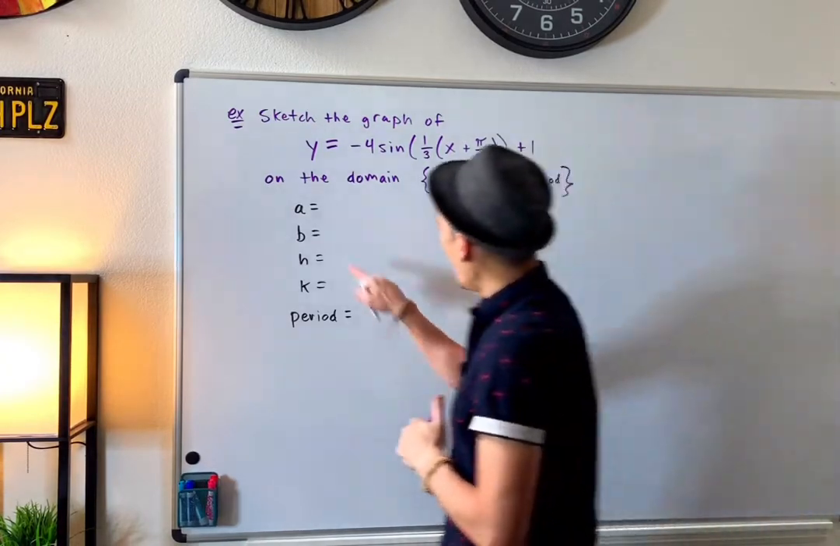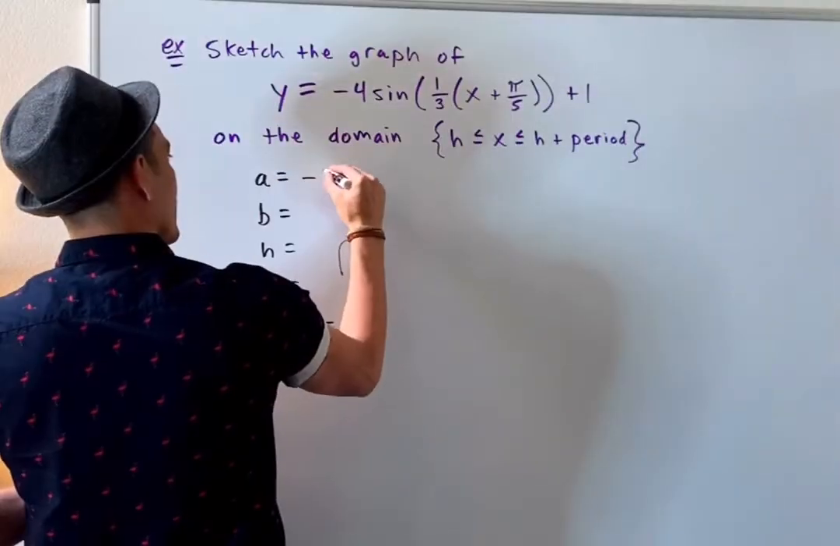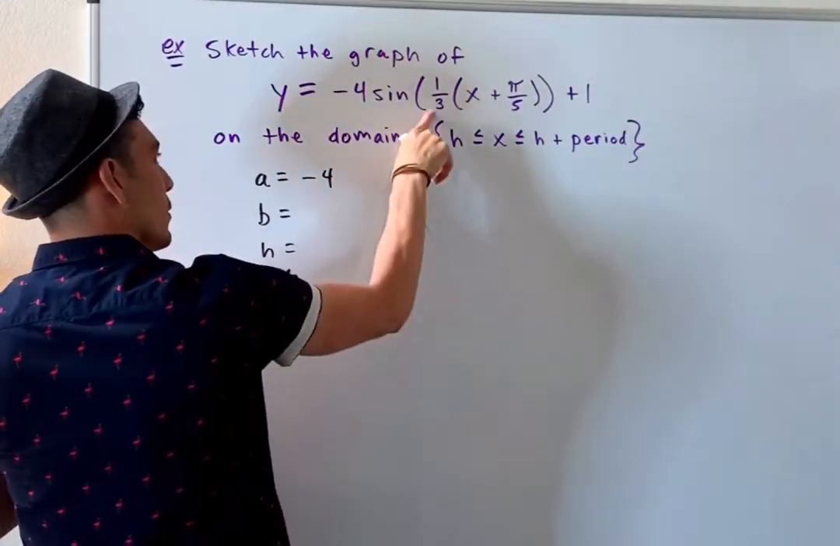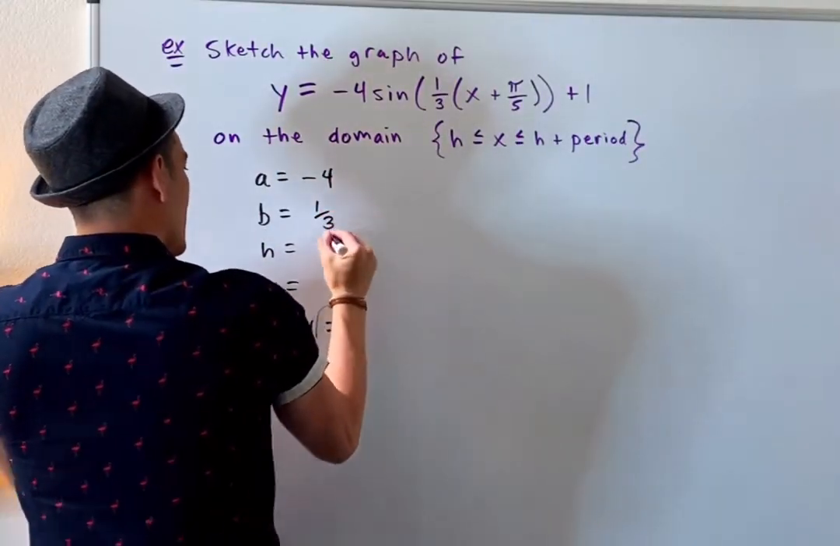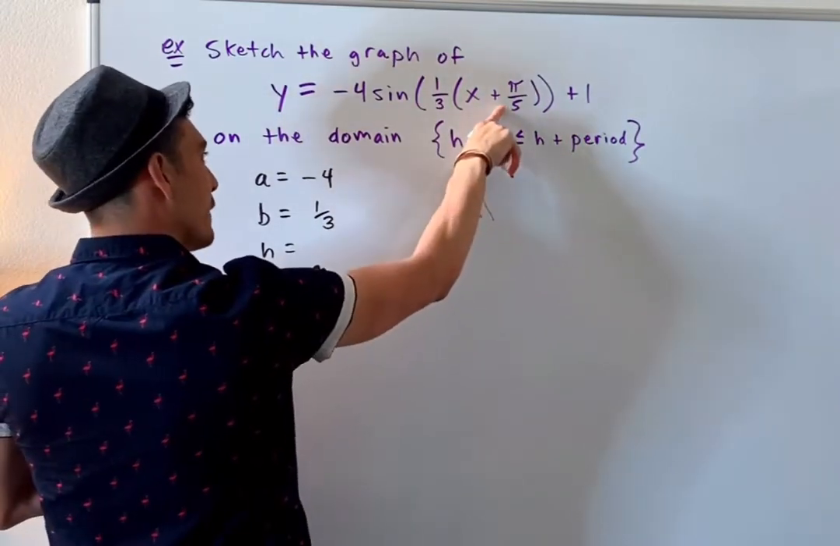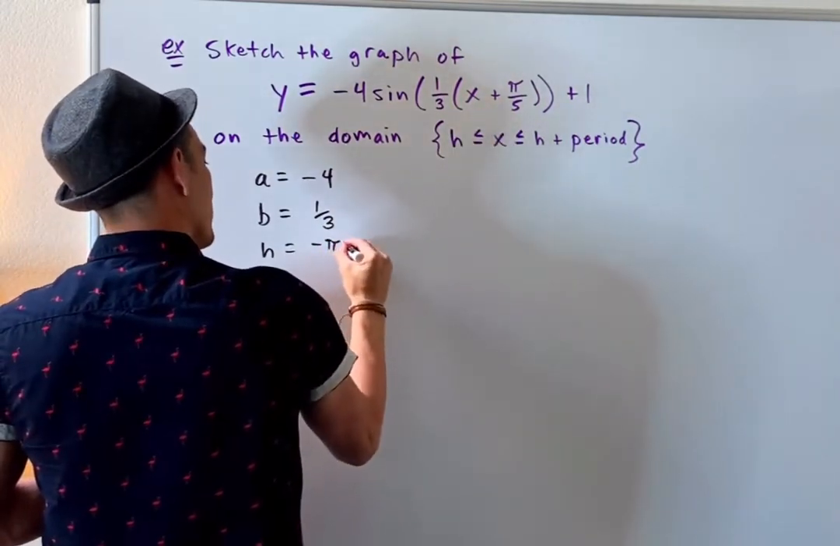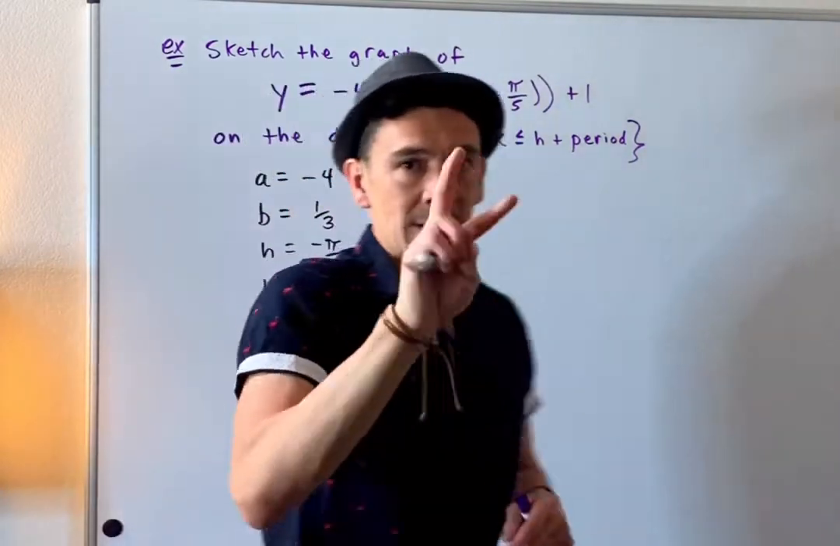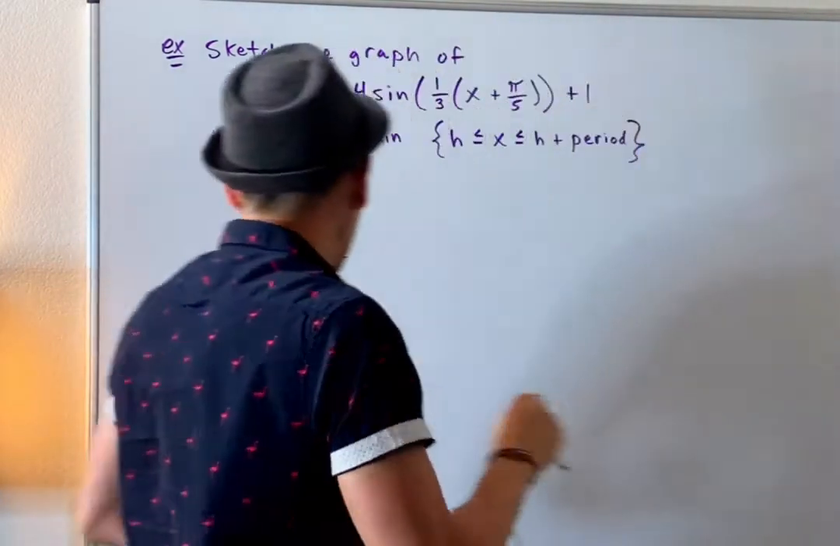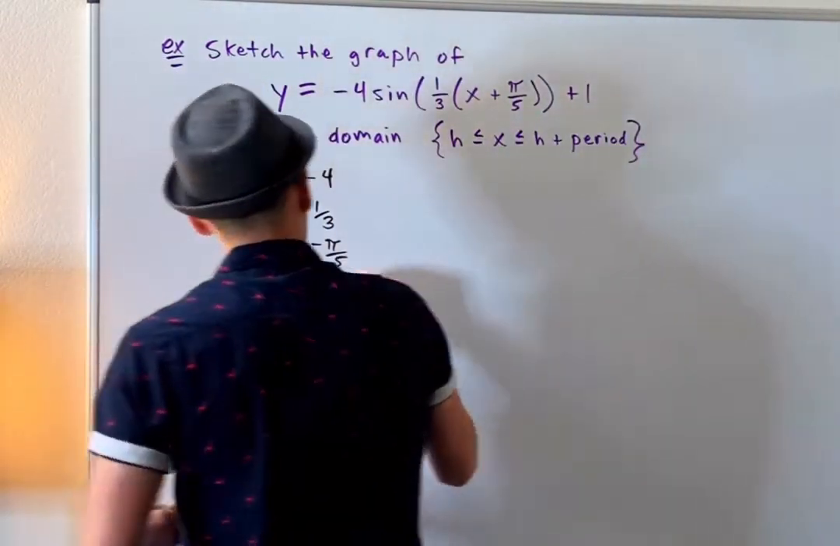What's A? A is -4. B is 1/3. H is negative pi fifths. H is the only one that you sort of do a switch upon. And what's K? K is 1.